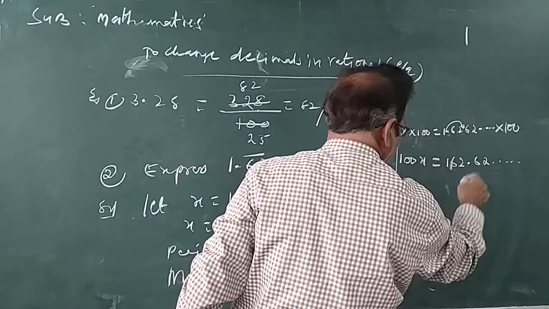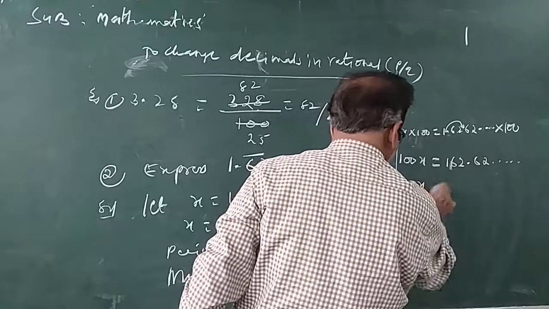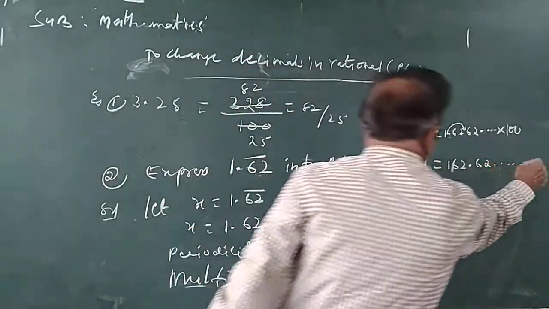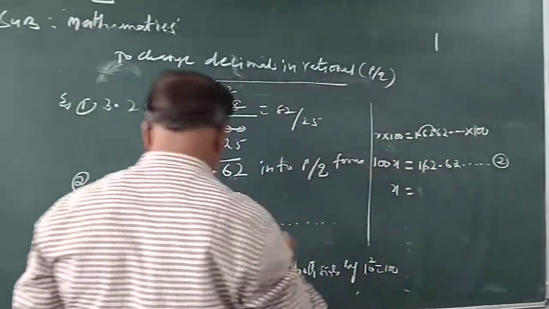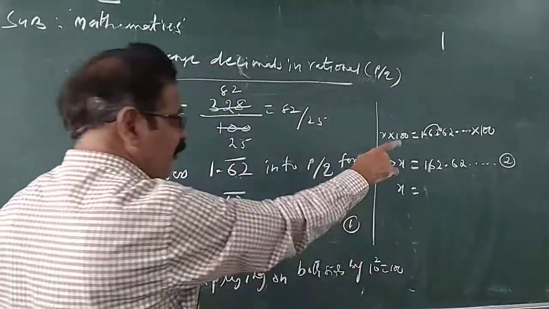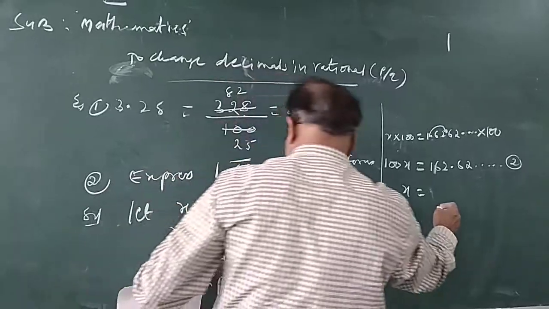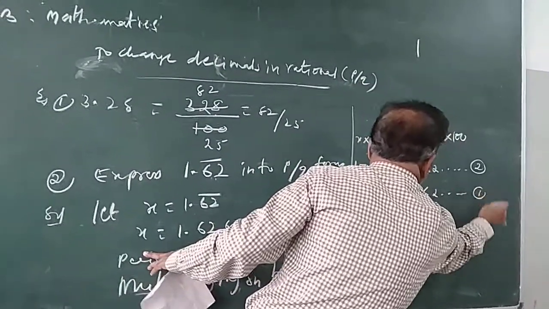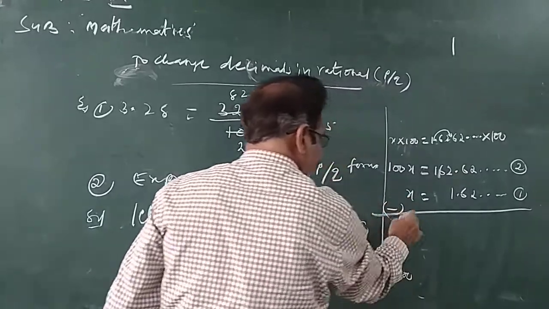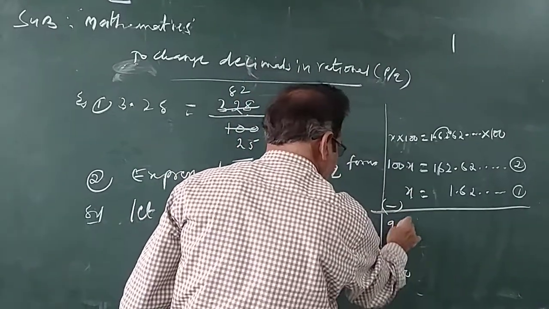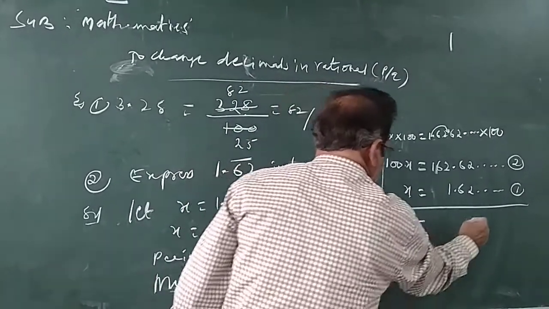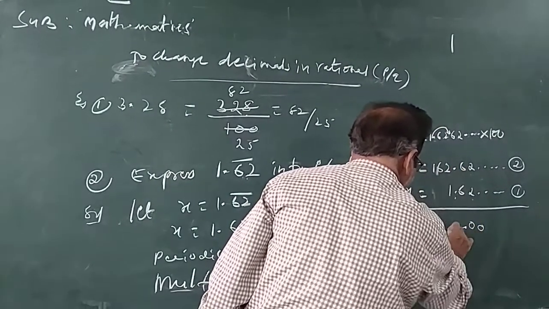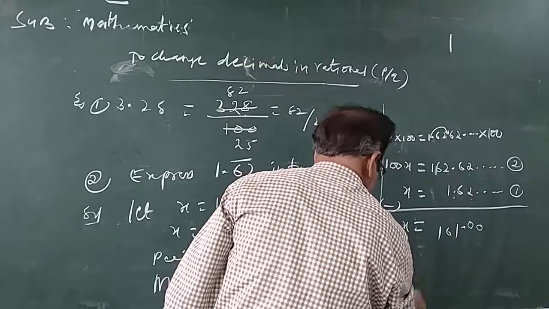So 162.6262 and so on. This is the second equation, and this is the first equation. Under the second equation, you write the first equation: x is equal to 1.626262. Now subtracting, 100x minus x is 99x, equal to 2 minus 2 is 0, 6 minus 6 is 0, 2 minus 1 is 1, 6, so 161.